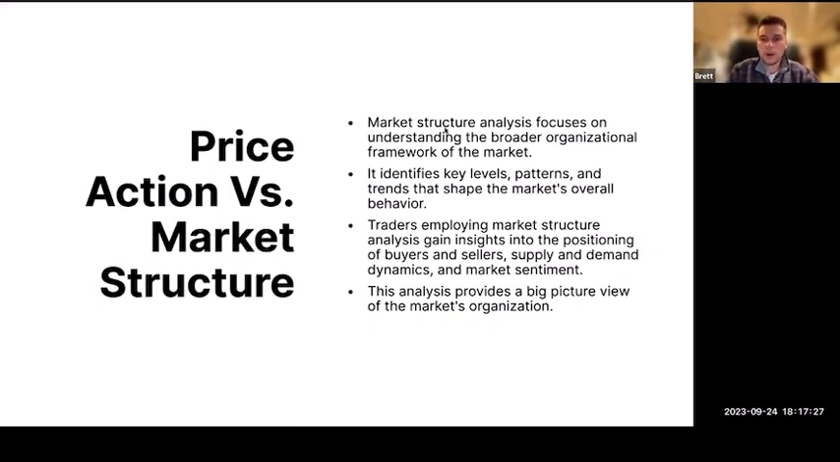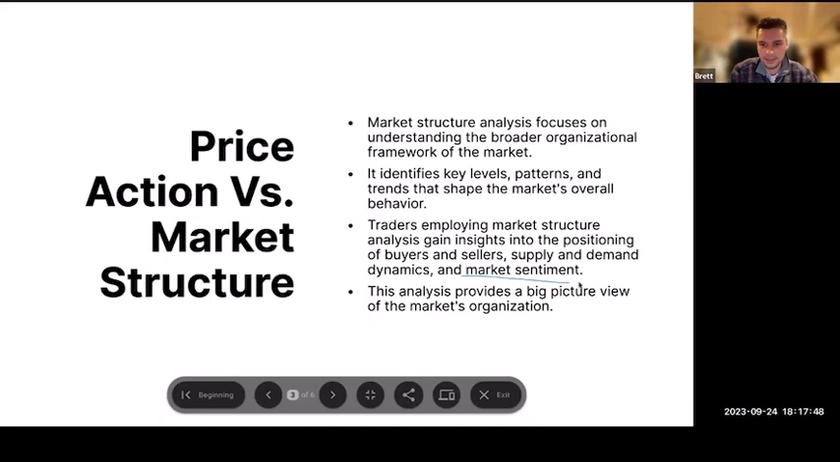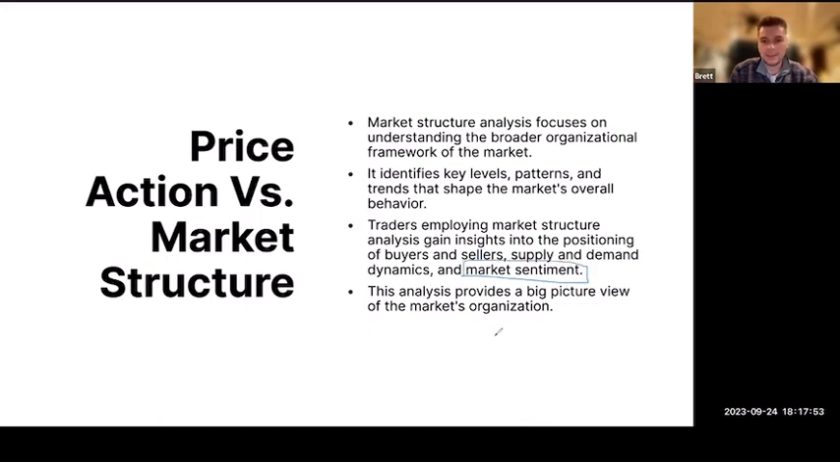So market structure analysis focuses on understanding the broader organizational framework of the market, right? That's just like a Google definition of what it means. It identifies key levels, patterns, and trends that shape the overall market behavior. Traders employing market structure analysis gain insight into the positioning of the buyers and sellers, supply and demand dynamics, and market sentiment. This last thing here is the most important thing here. It's identifying market sentiment, right? That's the most important concept. This analysis provides a big picture view of the market's organization. So that's what market structure is.